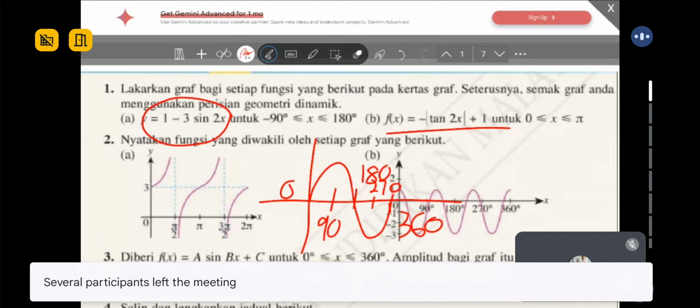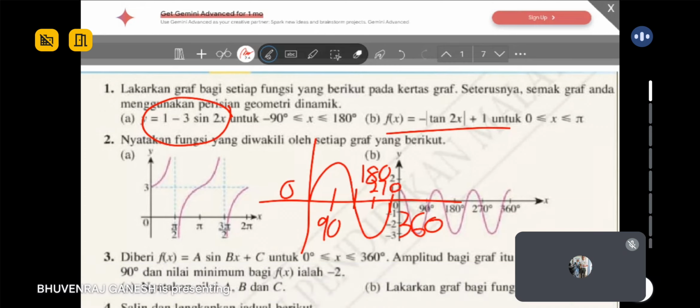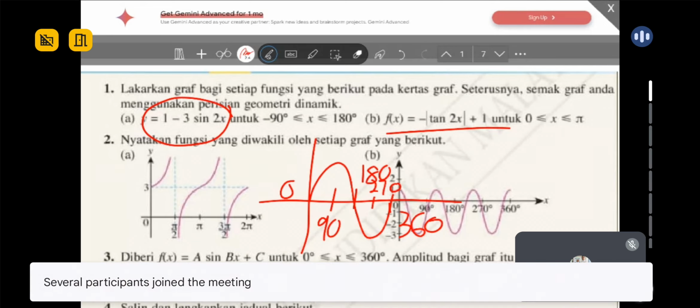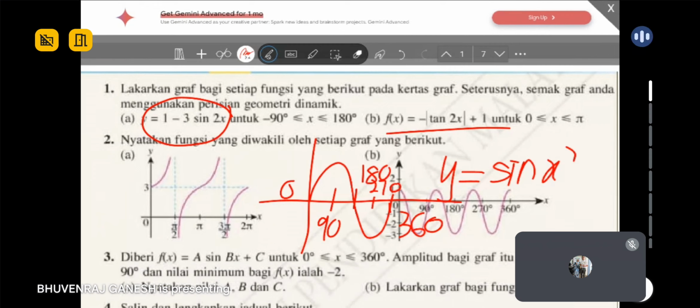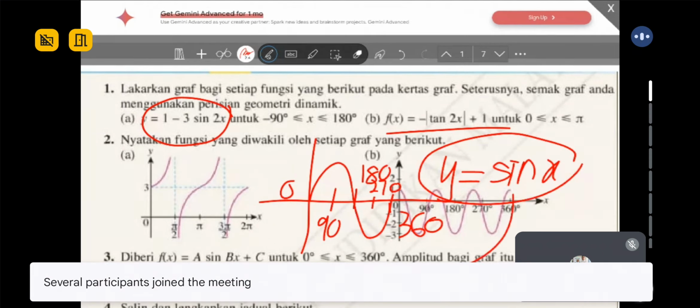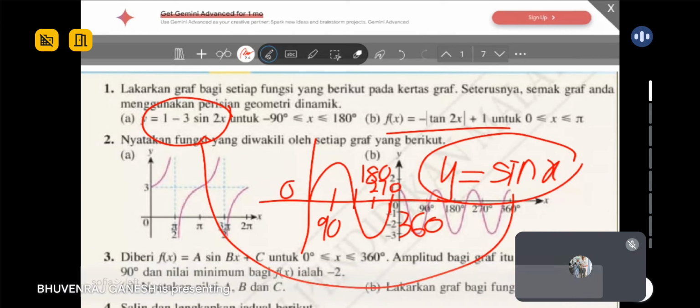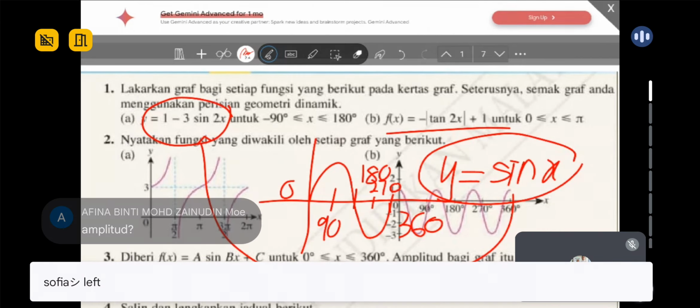So guys, this equation, what do they change? Mereka ubah apa kat sini yang kamu boleh nampak? What are the changes you observe? Apa perubahan yang kamu nampak dalam persamaan ni berbanding persamaan asal y sama dengan sin x? You guys must notice the changes. What is happening from here to here? What is the first change?